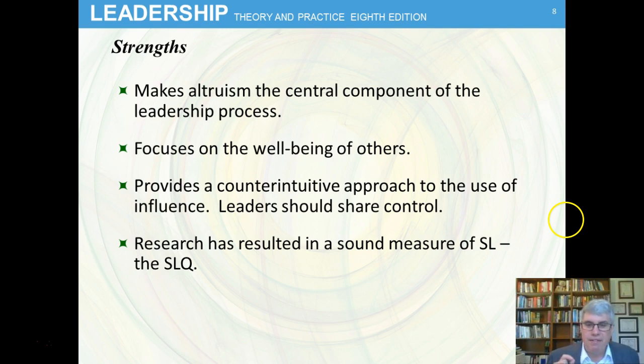It provides also kind of a counterintuitive approach to the use of influence. A lot of times people think, oh, influence, that's dirty, that's polluted, that's corrupting. Nope. In servant leadership, leaders listen to followers, the leaders share control, and they only try to influence and persuade people for things that will benefit them. And even in terms of research, we've got some fairly good measures of servant leadership, like the Servant Leadership Questionnaire, which is in your textbook, works pretty well to measure servant leadership.